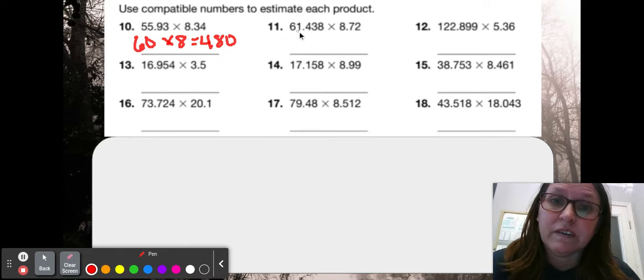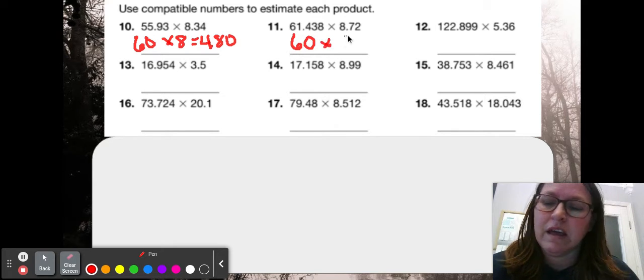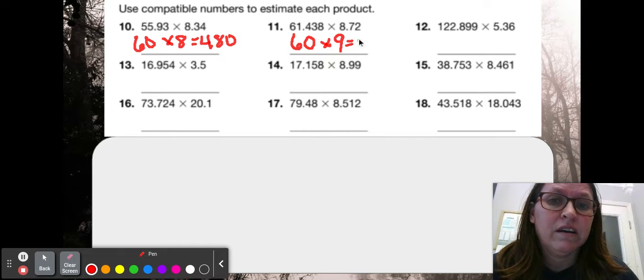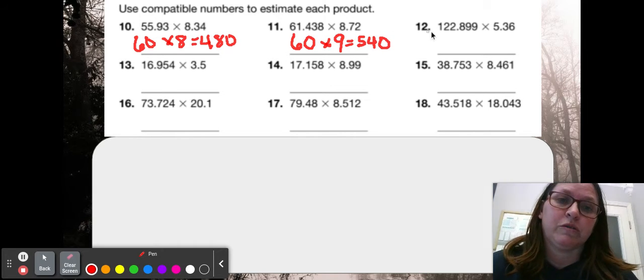For number 11, 61.438. Well, that's kind of close to 60. I'm wanting to do mental math. And 8.72 would be around 9. So 6 times 9 is 54, and then I'm going to add my 0 right here. Let's look at number 12.